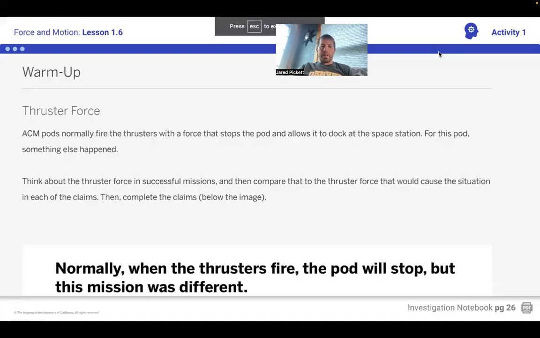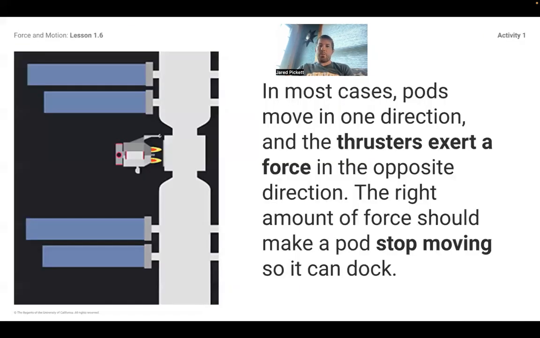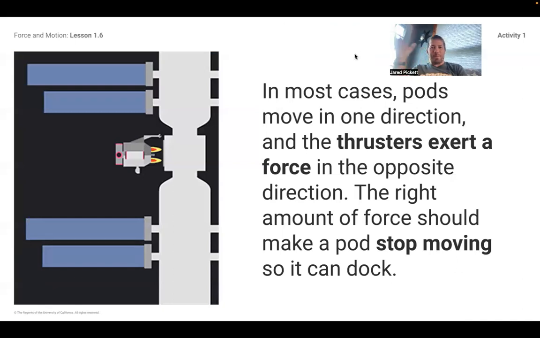The first thing I want you to do is get to the warm-up, tab 1, and take a look at the two things it's going to ask you. In most cases, pods move in one direction, and the thrusters exert a force in the opposite direction. The right amount of force should make a pod stop moving so it can dock. The pod is representing the puck. Hopefully everyone has gotten that right now.